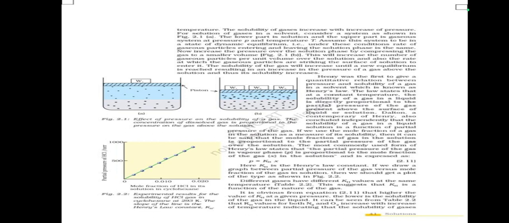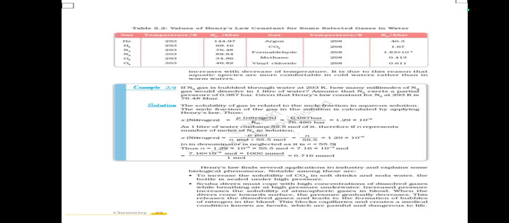It can be seen from table 2.2 that KH values for both N2 and O2 increase with increase of temperature, indicating that the solubility of gases increases with the decrease of temperature. It is due to this reason that aquatic species are more comfortable in cold waters rather than warm waters. Henry's law finds several applications in industry and explains some biological phenomena.